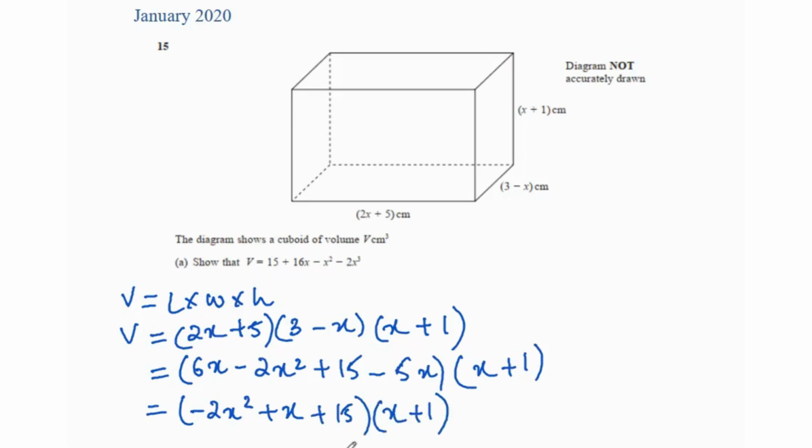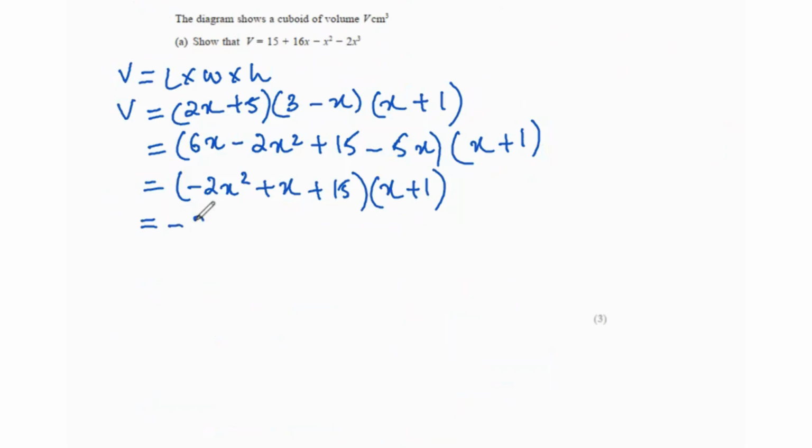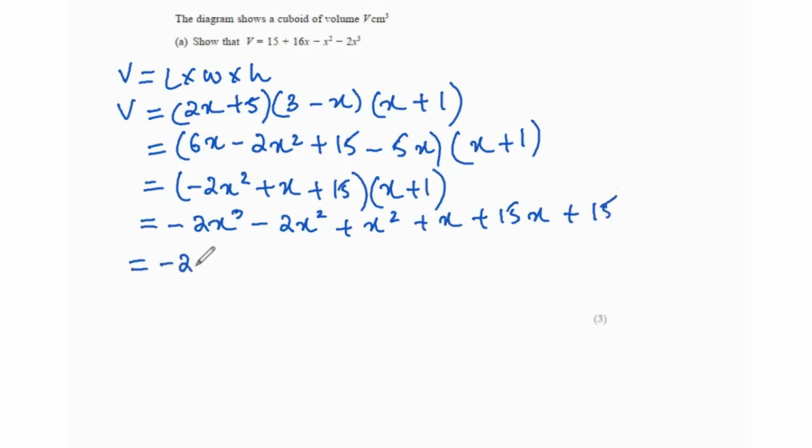Now we multiply the third bracket with the new first bracket. That's going to be negative 2x cubed minus 2x squared plus x squared plus x plus 15x plus 15. Negative 2x cubed minus x squared plus 16x plus 15. This is exactly what was given in the question. 15 positive, 16x positive, negative x squared, and negative 2x cubed. So that's your answer.